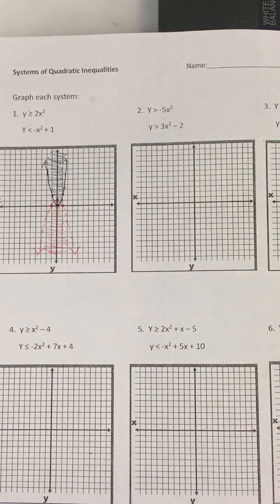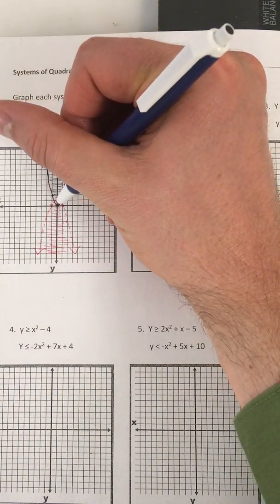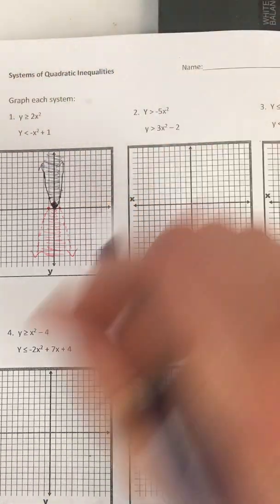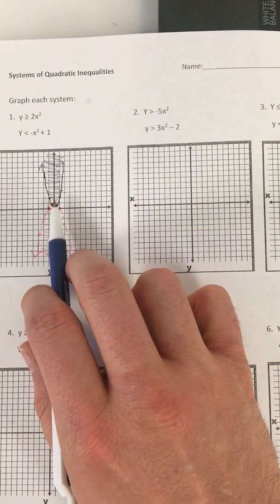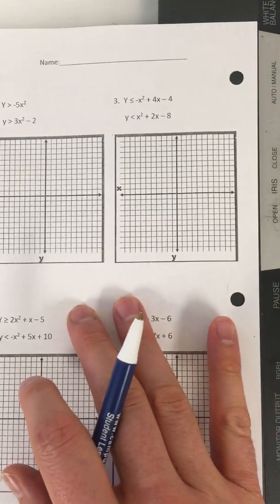So now I'm just looking for where the two shadings meet, where all the solutions are. And that's in just this very tiny little area. I'm going to darken that. That small area, it's all decimal numbers in there. Those would be solutions to both of those inequalities. Now let's look at one more. Let's skip over to number 3.